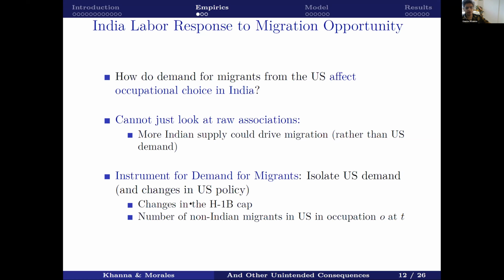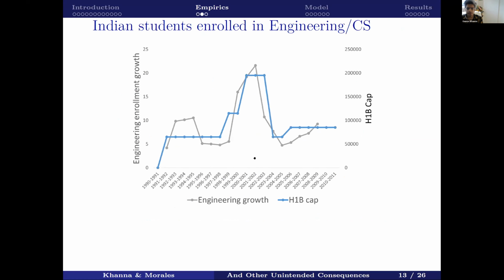So let me give you a flavor of this change in the H-1B cap. The H-1B cap is the quota, the number of visas that the US hands out every year. If you look at the blue line here, this is how the H-1B cap changes over time, right? And over that, I've plotted the growth in engineering degrees, in enrollment in engineering programs in India, on the other side of the world. Really what you see is, as the H-1B cap changes, when it's raised, there's a bigger growth in new enrollment in engineering programs in India. When the cap falls, there's a bigger fall in engineering enrollment in India, right?